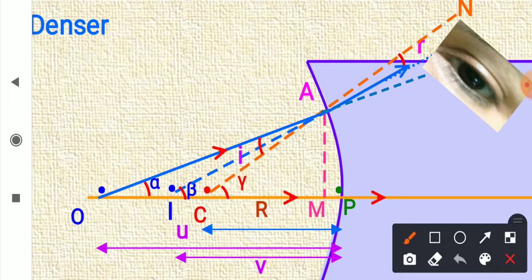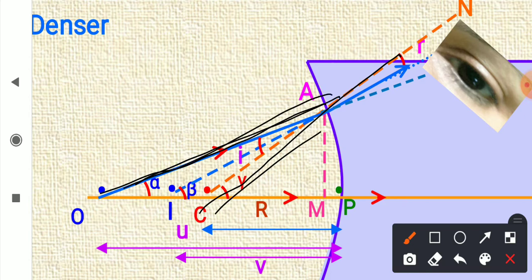So a virtual image is formed at this point, and using the same rules for angle of incidence, like this is incident ray and this is normal. So angle between incident ray and normal is I. As you can see, this is I. Angle between normal and refracted ray is R.